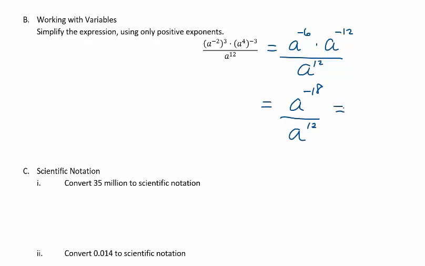And then at this point, we can use the quotient rule, so subtract those exponents. So we get a to the negative 18 minus 12, or a to the negative 30th. Well, the last step is to ensure we are only using positive exponents in our answer. So use the negative exponent rule to say that the answer is actually 1 over a to the positive 30th.